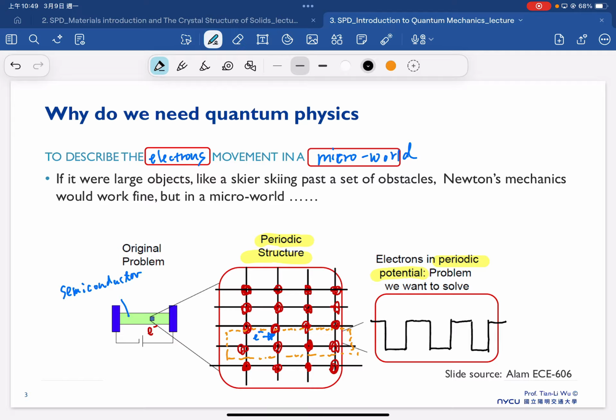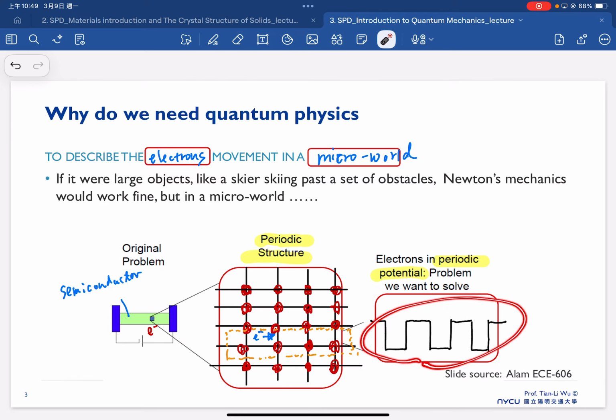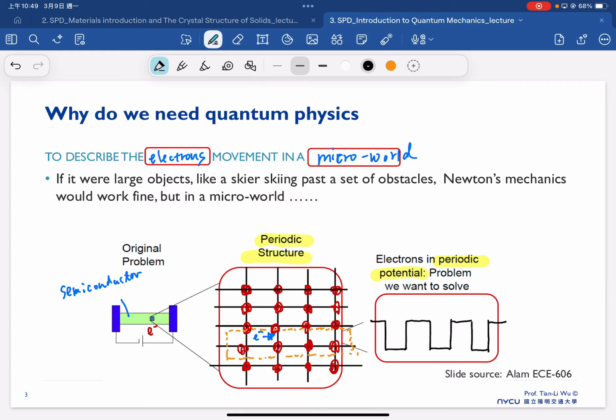Right, because this potential is due to the periodic atoms. The periodic atoms will create the periodic potential, and the electron movement inside this periodic structure just means that the electron will face this periodic potential. So the electron can sometimes be in this place, or in this place, or in this place.